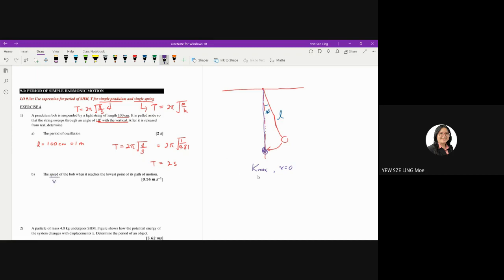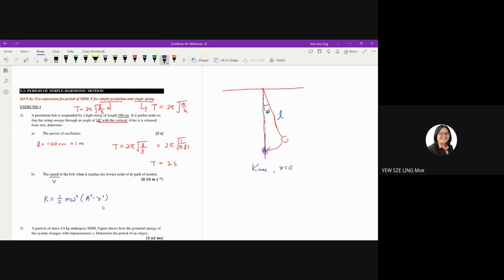Now, can we use the equations of K to calculate it? Apparently we cannot, because we don't have enough information. If you look at the equation for K, it is equal to 1/2 m omega squared times (A squared minus x squared). Even though at the lowest position x is equal to 0, we don't have the mass of the pendulum bob. Therefore, we cannot solve it using this equation.